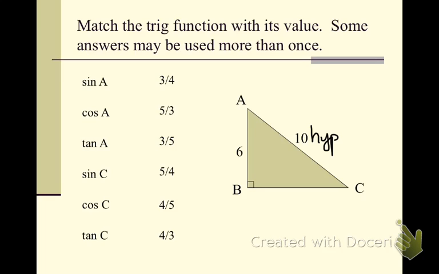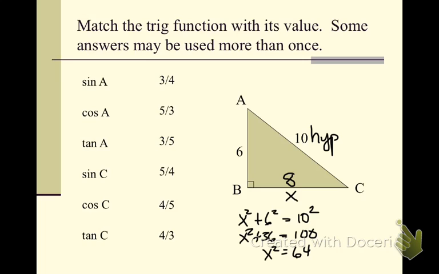So if we call BC x, so x squared plus 6 squared is going to equal 10 squared. We're using the Pythagorean theorem to solve for the missing side length. So x squared plus 36 is 100, which makes x squared 64. Well, 64 is a perfect square, so we now know that side length BC is 8.